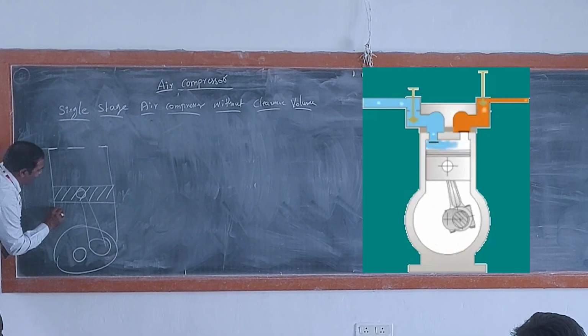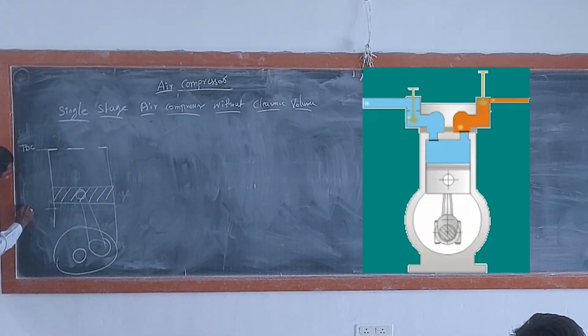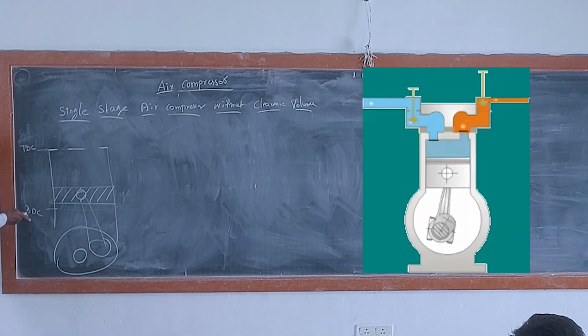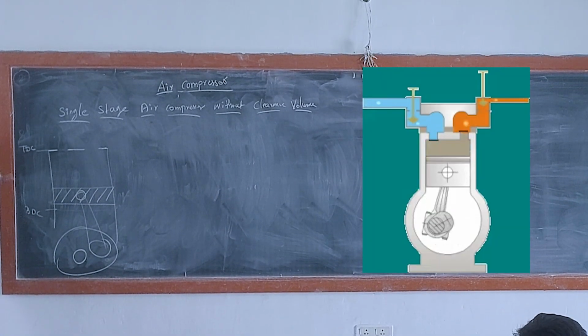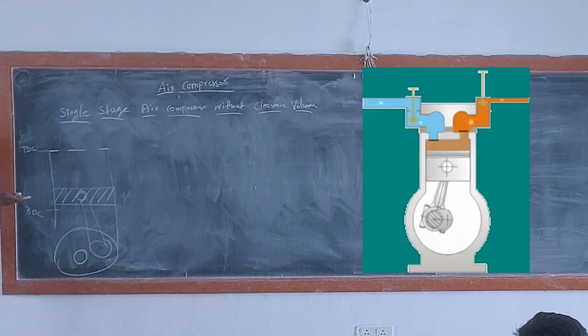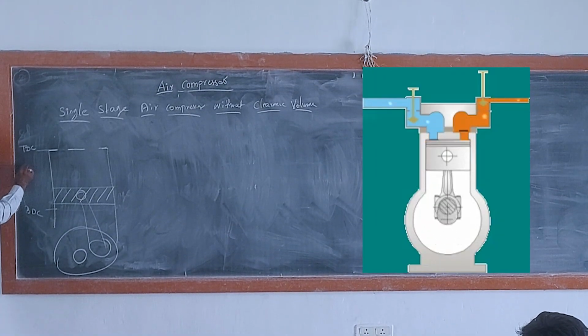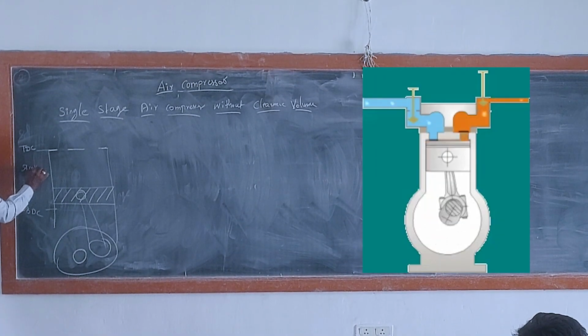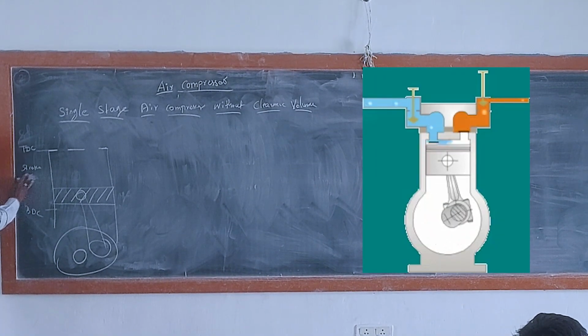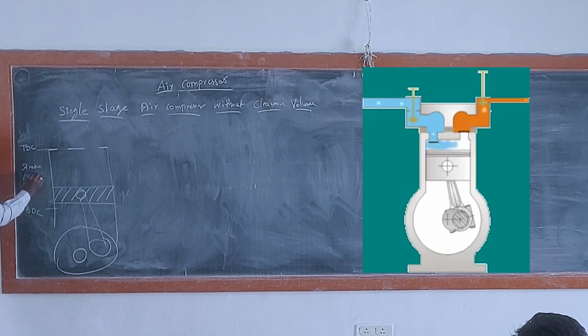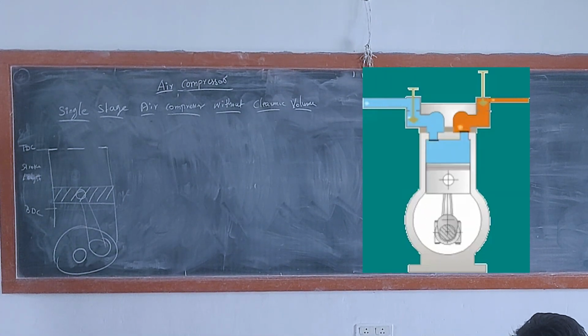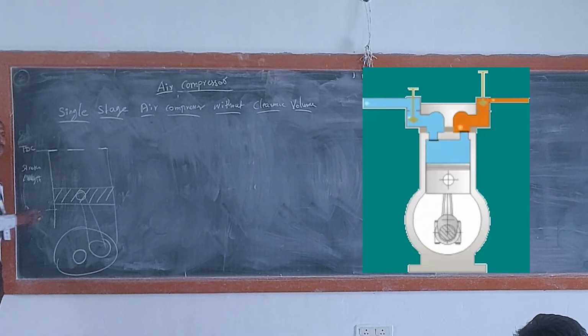I'll draw one more. This is my BDC. The distance between TDC to BDC, what we call? Total volume we call, remember? Stroke volume. Stroke length. Then what about this volume?